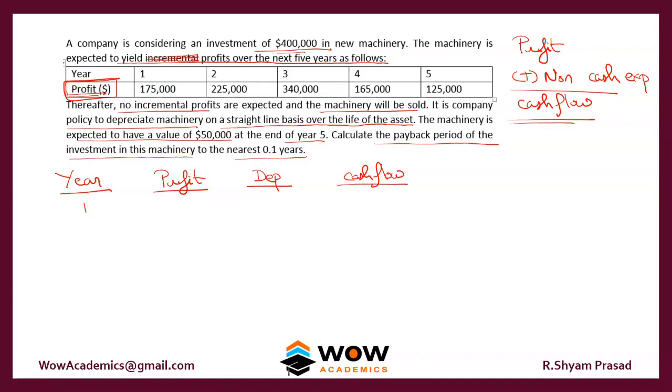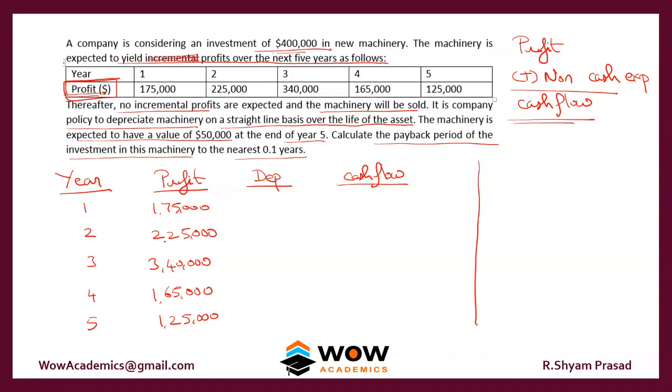So we'll have year 1, 2, 3, 4 and 5. We'll add the profits. Profits are 1,75,000, 2,25,000, 3,40,000, 1,65,000 and 1,25,000. So we have to add the depreciation.